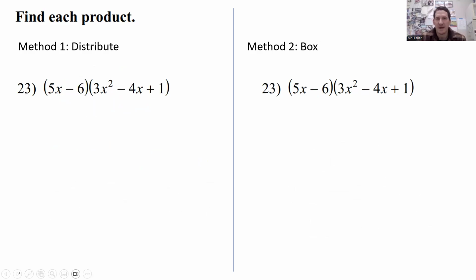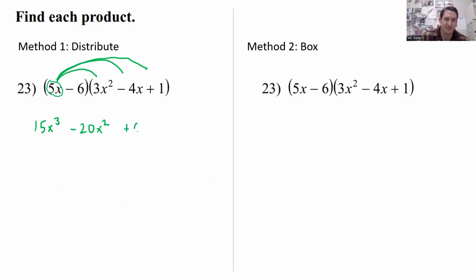Let's do one more with some negatives. So here, I'm going to distribute this 5x first. So 5x times 3x squared is 15x to the third. 5x times negative 4x is negative 20x squared, x times x is x squared. And then 5x times 1 is just 5x.